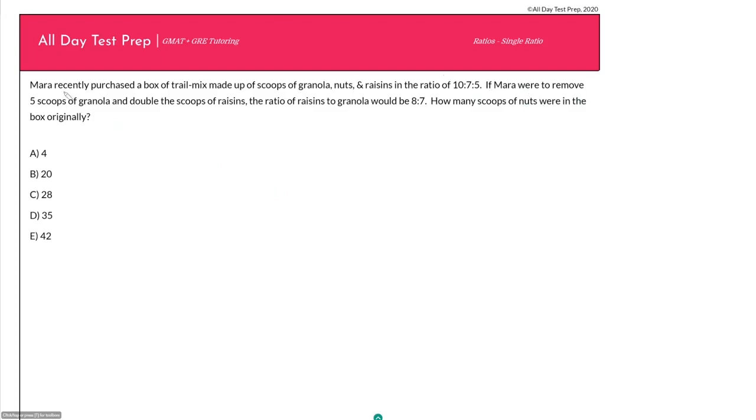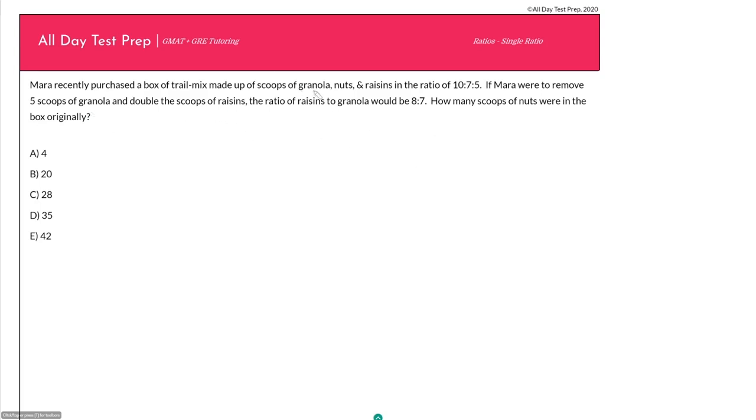And so in this case, the question says, Mara recently purchased a box of trail mix made up of scoops of granola, nuts, and raisins in the ratio of 10 to 7 to 5. If Mara were to remove 5 scoops of granola and double the scoops of raisins, the ratio of raisins to granola would be 8 to 7. How many scoops of nuts were in the box originally?